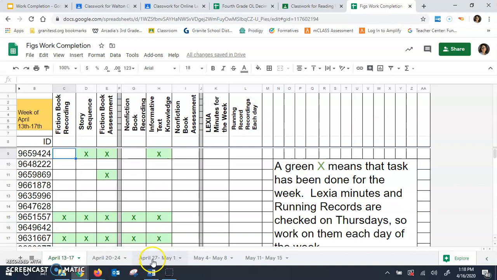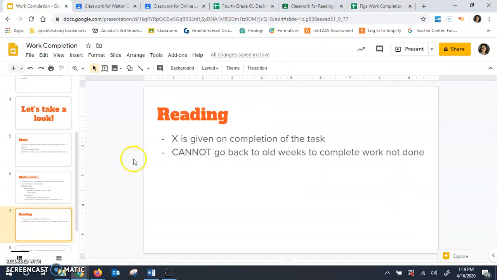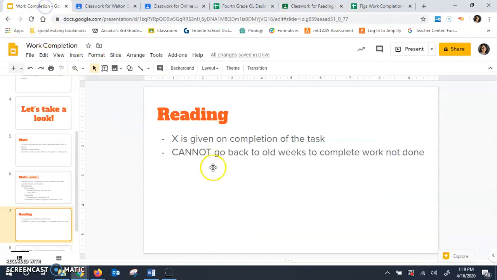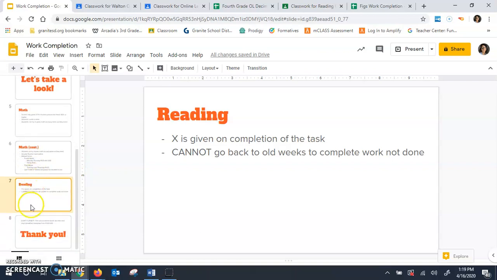Let's say this is posted and you notice this is all filled in. You'll notice it's a different week, but you can go back and check which week you're interested in. However, with reading it's a little bit different because you cannot go back to old weeks to complete the work. On the reading groups, we erase or delete the work that has been assigned and only have the work for the week posted because otherwise students might get confused. So unfortunately you can't go back to old weeks to complete work, but focus on the week at hand.